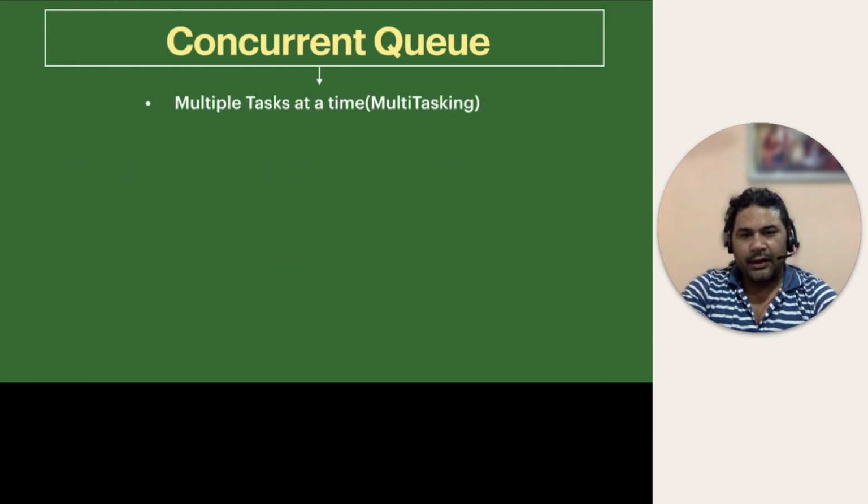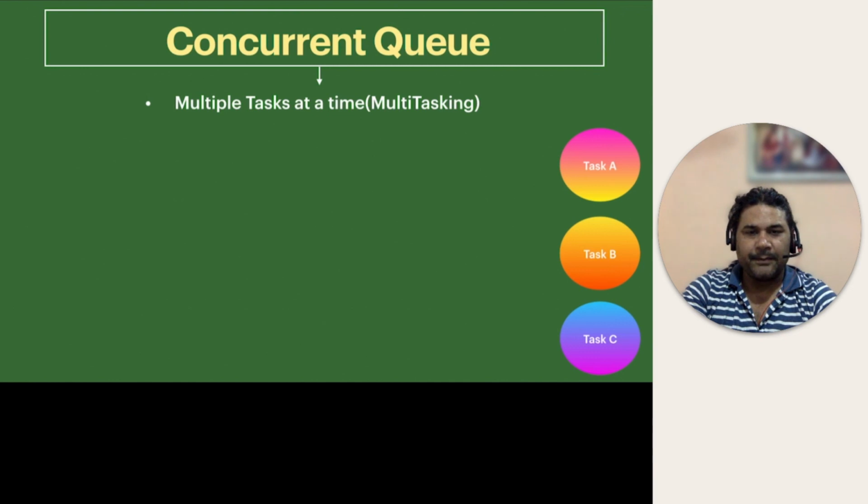And in a concurrent queue, you know that multiple tasks run at a time, so we are performing multitasking. Suppose here are three jobs, tasks A, B and C. They start at the same time, but they do not finish at the same time. So it is concurrent, where we perform multiple operations at the same time without waiting for each other. The concurrent queue does not follow the first in, first out order.